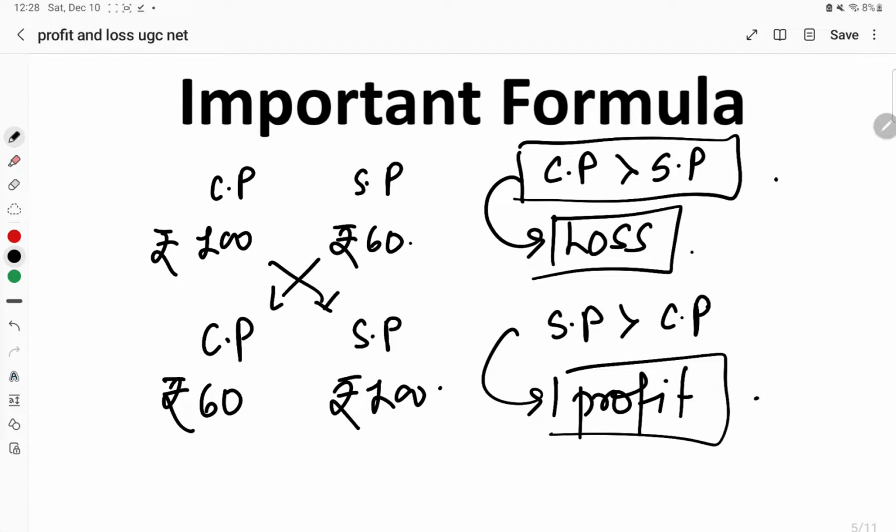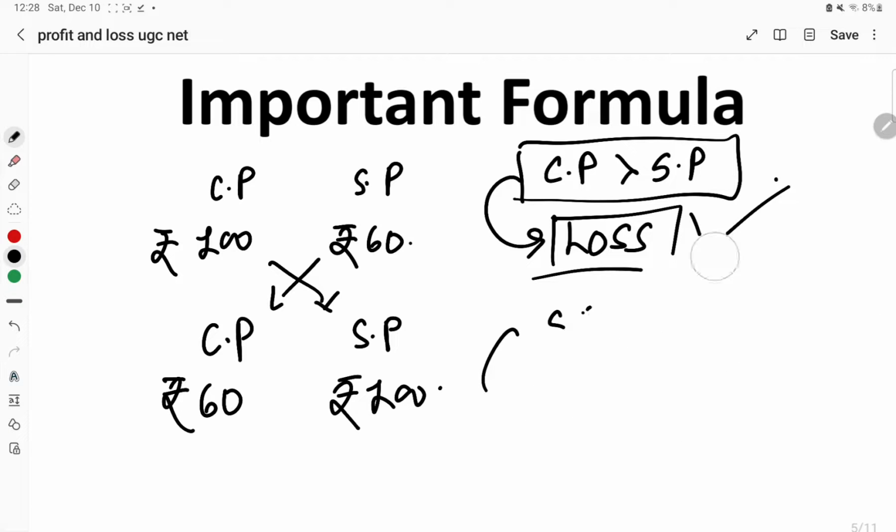Okay, so profit and loss are completely depending upon what? Cost price and the selling price. If the selling price is greater than that of the cost price, it means you will have the profit, and if the cost price is greater than that of the selling price, it means you are coming across the loss. Okay, so these were the two terms.